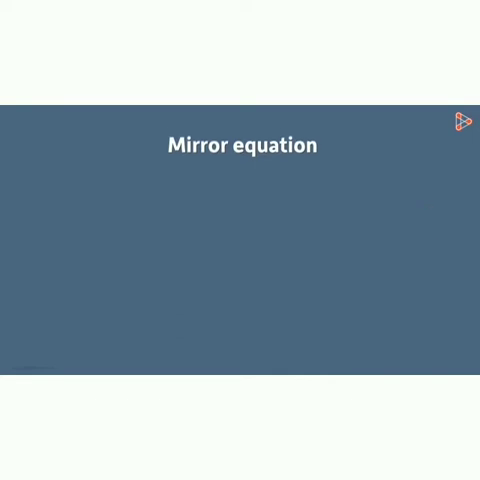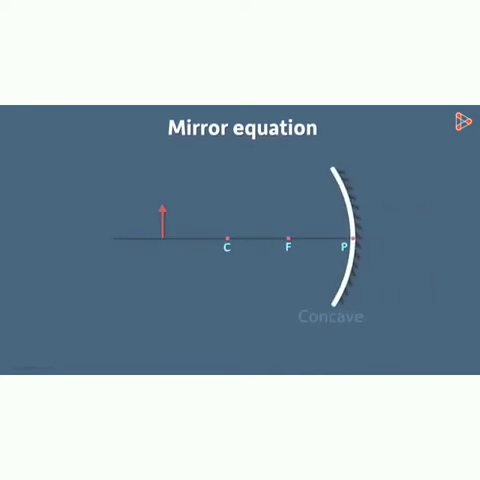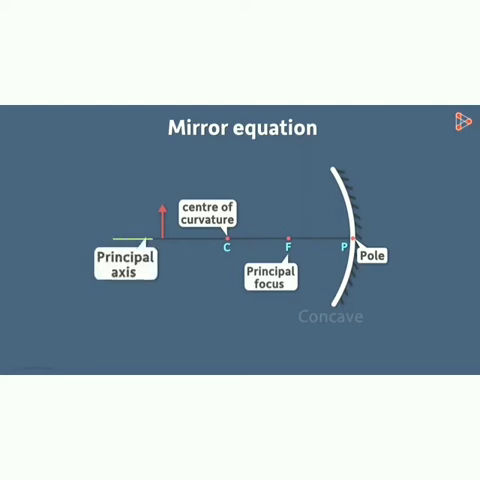But let us start with a concave mirror. Here it is a concave mirror. You are already familiar with these symbols, right? Here the letter P represents the pole, and the letter C represents the center of curvature. It is the center of the sphere of which the reflecting surface is a part. The midpoint of P and C is the principal focus, represented by the letter F, and the line which joins all these points is called the principal axis.